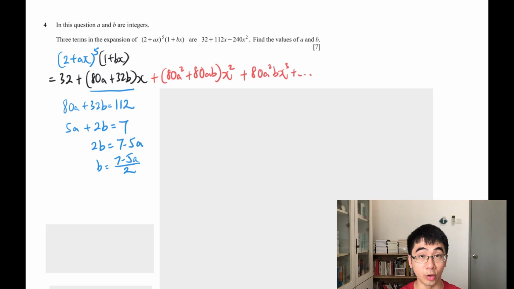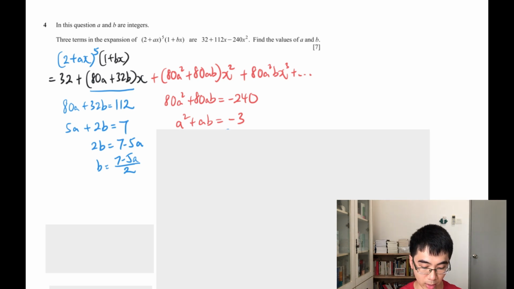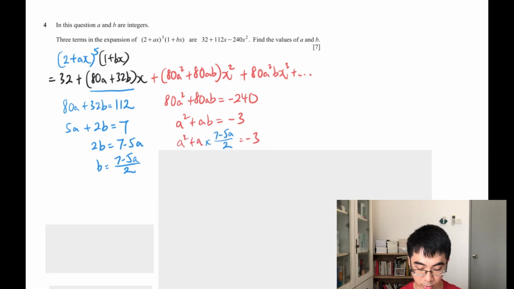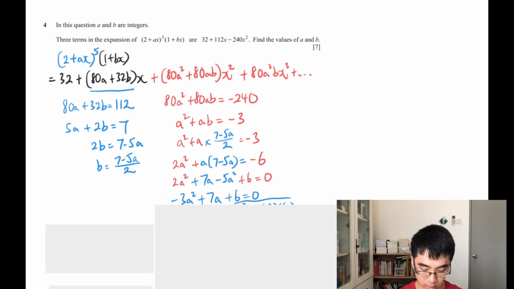Next, we compare the coefficient of x squared. For x squared, the coefficient should be negative 240, and here the coefficient is 80a squared + 80ab. Comparing these two, we can divide all by 80 first, and we have a squared + ab = -3. Now we can make use of the change of subject, b = (7 - 5a)/2. Substitute it in, and multiply all the terms by 2: 2a squared + a(7 - 5a) = -6. Simplifying, you will have a quadratic equation: -3a squared + 7a + 6 = 0.